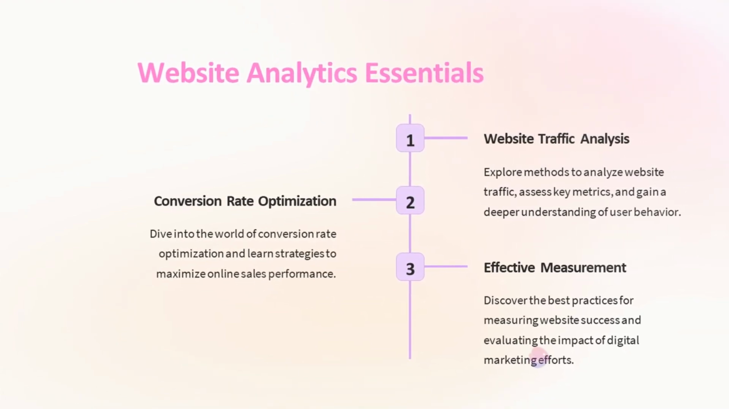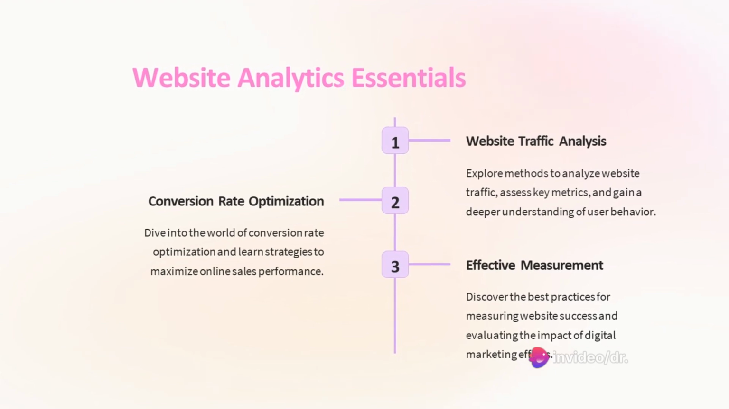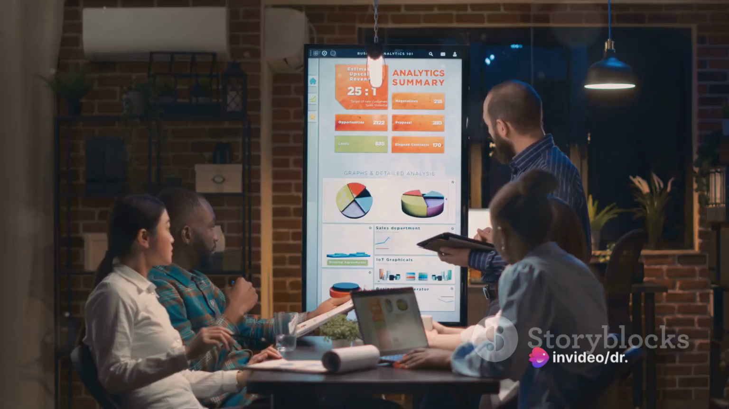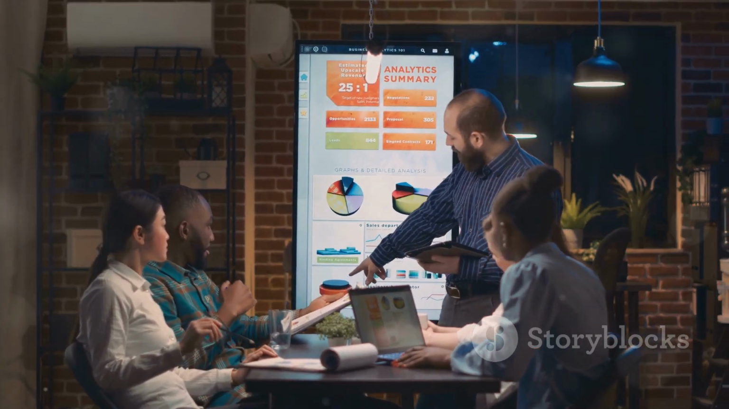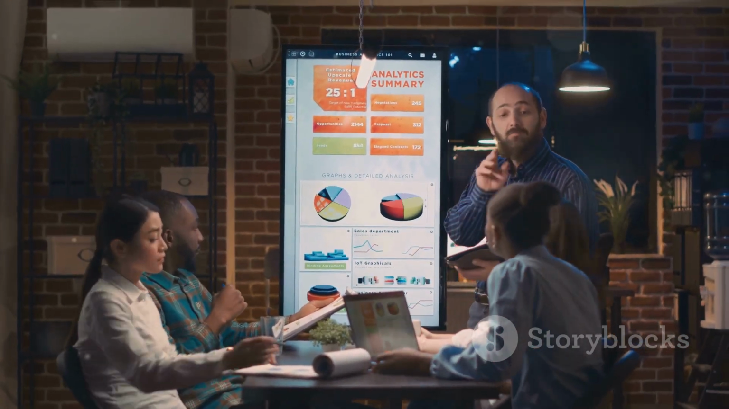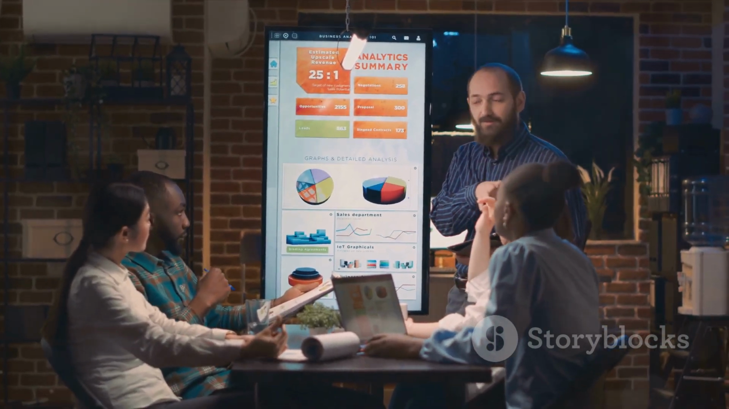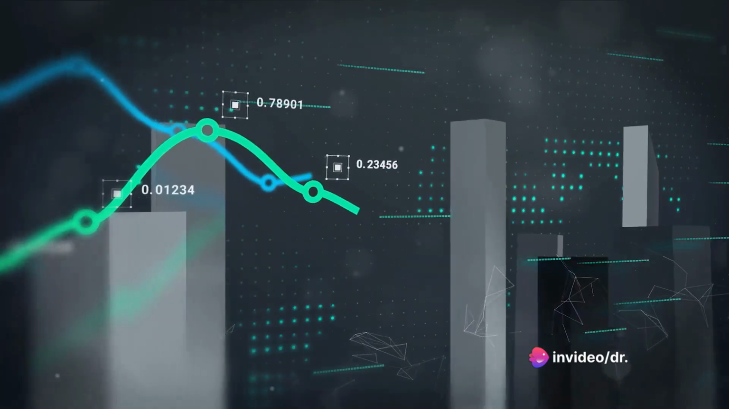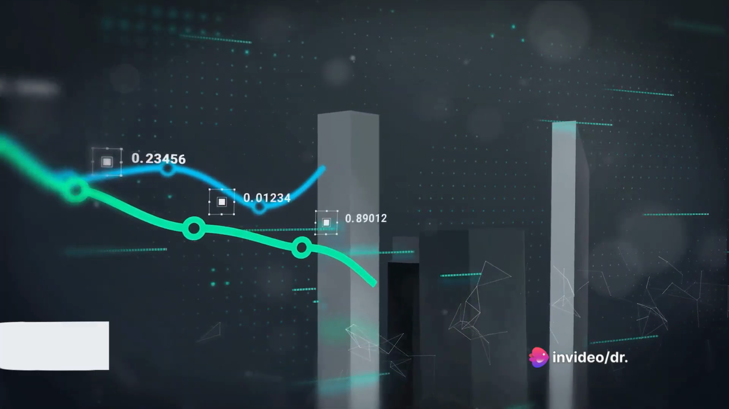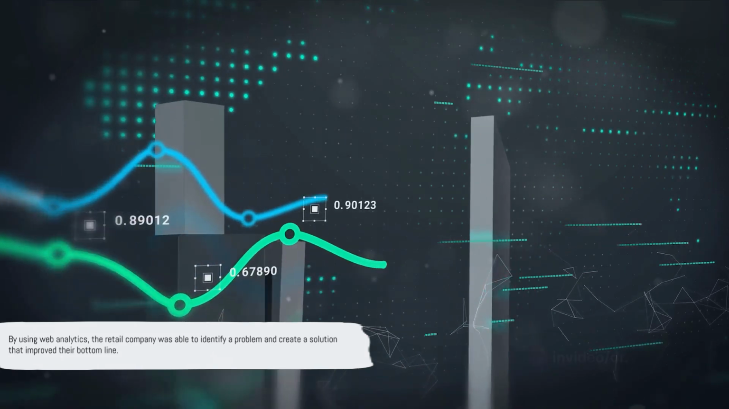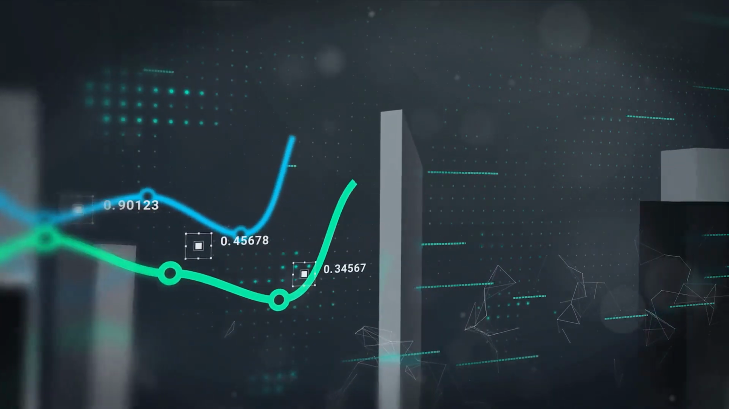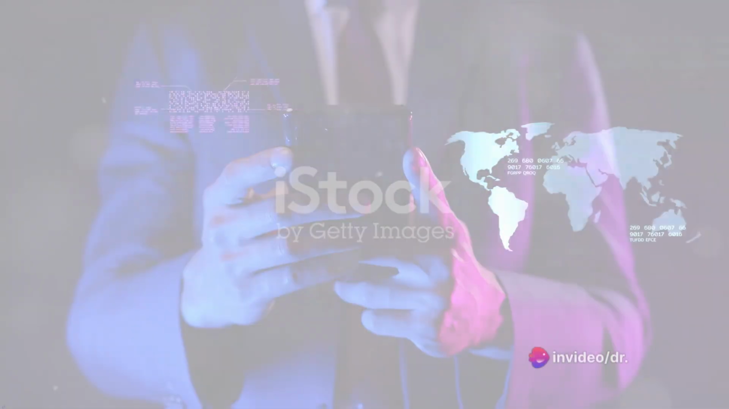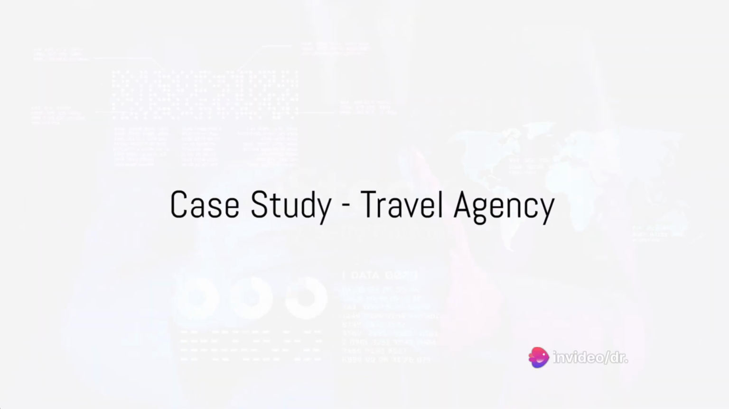By understanding user behavior, the retail company was able to identify a problem in their online shopping experience. They then used this information to make informed decisions and create a solution. The result was a more user-friendly website, happier customers, and an improved bottom line. By using web analytics, the retail company was able to identify a problem and create a solution that improved their bottom line.